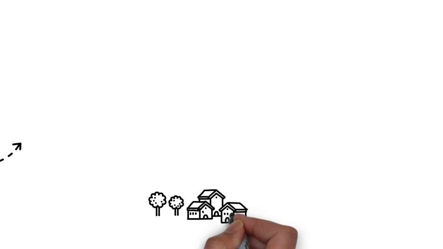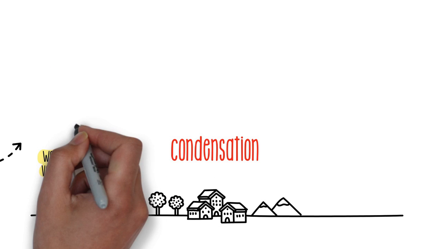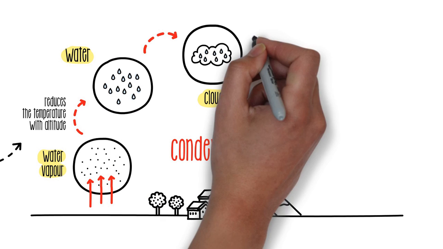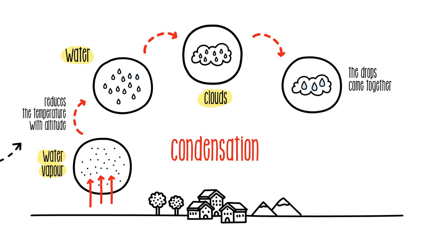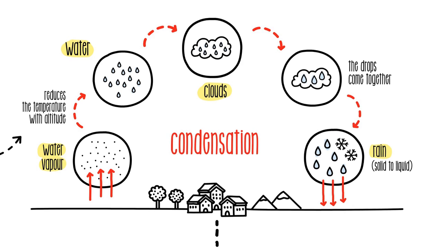As it goes up, humid air becomes cooler and the vapor turns into water. This is called condensation. Drops join together and form clouds. These drops join together into bigger ones and continue becoming cooler. This gives rise to precipitation on the surface in a solid or liquid way.